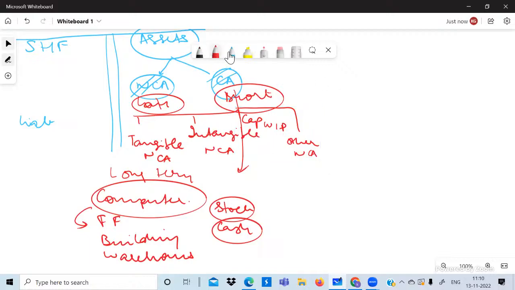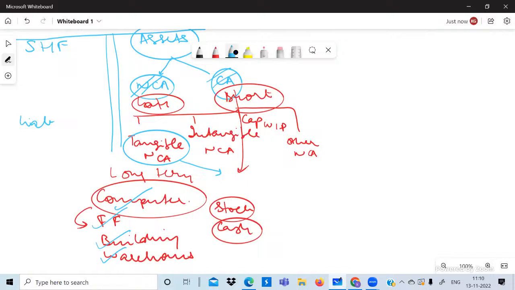Let's look at what is a tangible non-current asset. So I'm looking at the categories of non-current asset. A tangible non-current asset is something which you can touch, feel, and see. I can touch computers, furniture, fixtures, land and building, property, warehouses. All of that I can touch, feel, and see. So that's a tangible non-current asset.